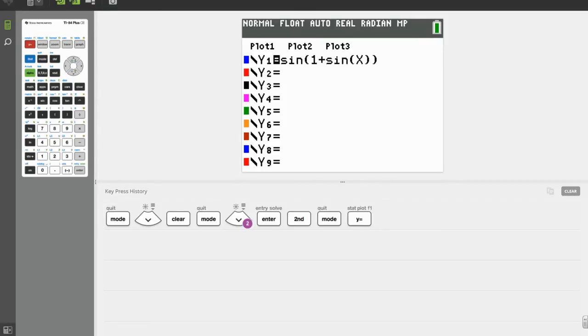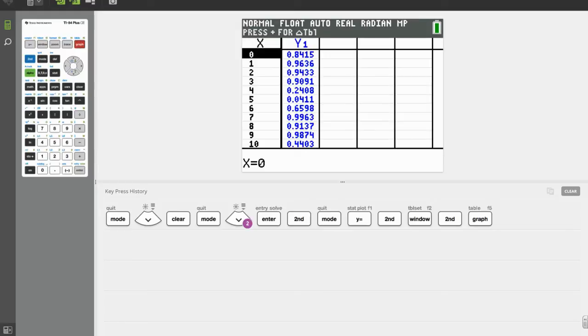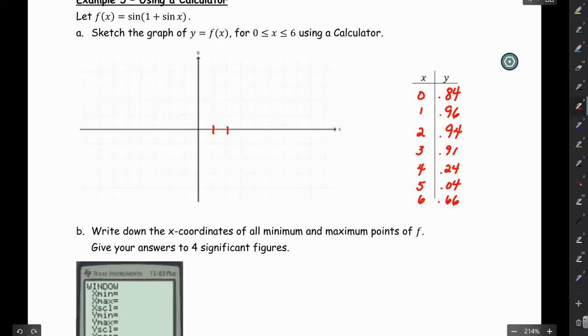And then we want to look at the table of values, and we're looking between 0 and 6. So you may want to set your table. We're going to go to second window to do that for table set. We want to start at 0, and we want increments of 1. Now that we have that, we can look at the table by going to second graph. All right, and now we have our values for 0 through 6. So let's write those down, and we'll round those to the nearest hundredth. Now that we have those values, we're going to plot them and sketch our graph. And if you notice, the y values aren't going anywhere greater than 1. So I'm going to make my scale on my y-axis go by 0.25.